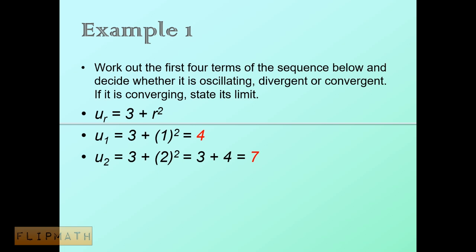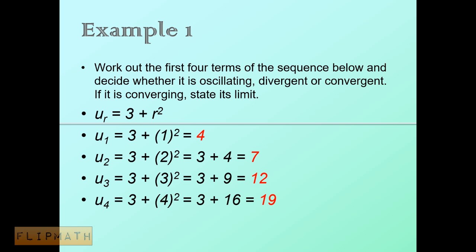That's a gap of 3. u_3 is 3 plus 3 squared, which is 3 plus 9, which is 12. So with a gap of 3, we now have a gap of 5. And the fourth term is 3 plus 16, which is 19, which is now a gap of 7.